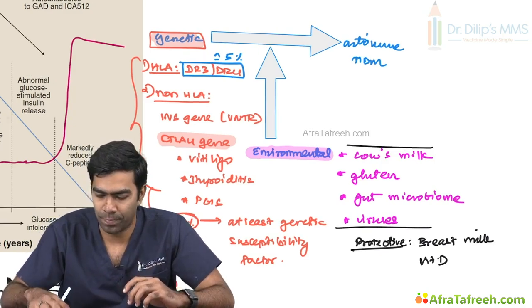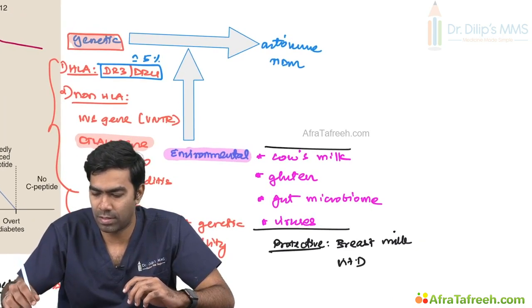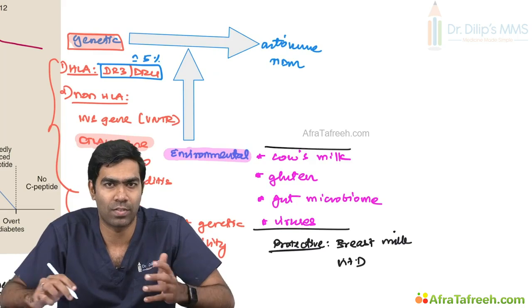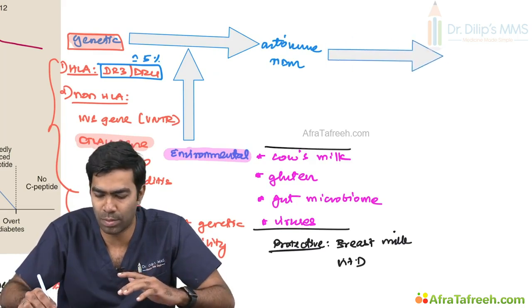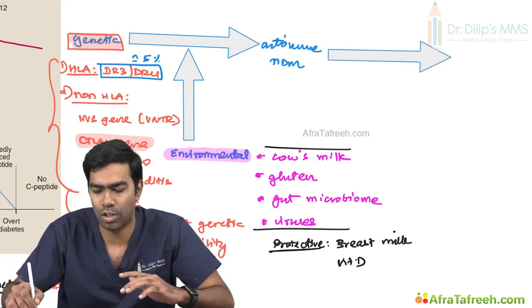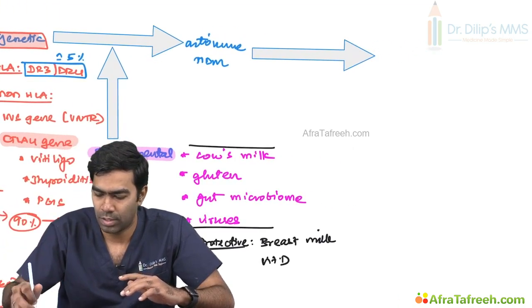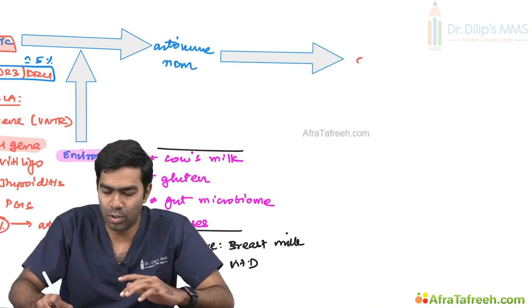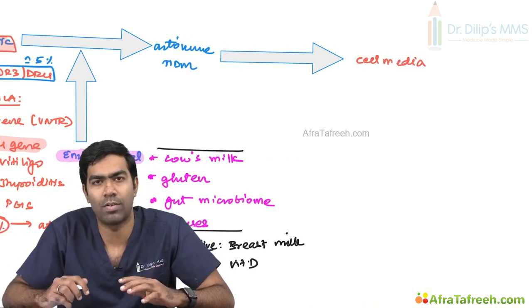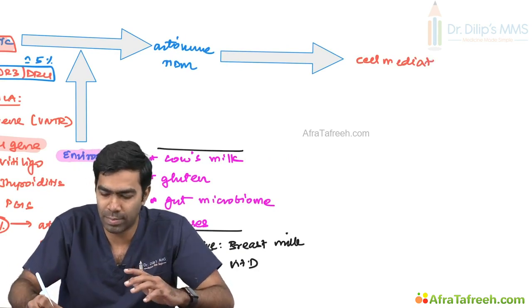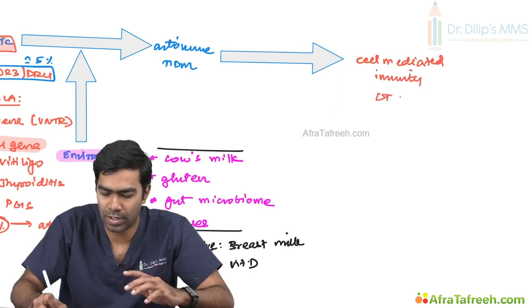And once we know that we have certain genetic and environmental risk factors for development of autoimmunity, now we have to know the process of development of autoimmunity. So for that, we need to know the most important component, the one that kickstarts the autoimmunity, which is the cell-mediated immunity. Especially the T cell mediated destruction is the most important as far as autoimmune type 1 diabetes mellitus is concerned.